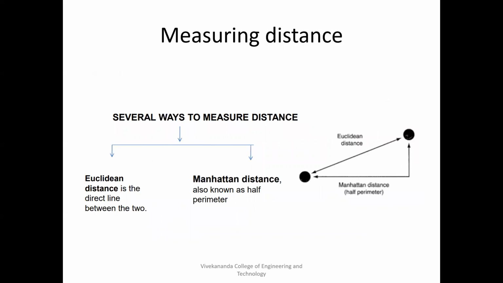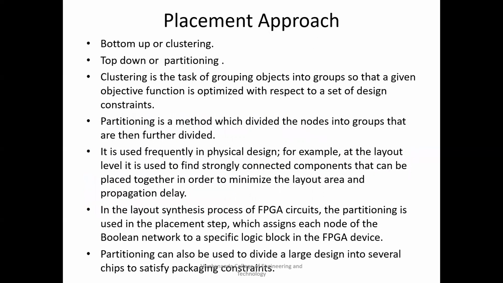The distance can also be measured using the Euclidean distance or Manhattan distance. Okay, Euclidean distance will directly give you the distance between two logical units. Manhattan distance is the roundabout distance. As for the placement approach, how placement can be done is either by clustering or by partitioning. Clustering is considered to be bottom up and partitioning is top down.